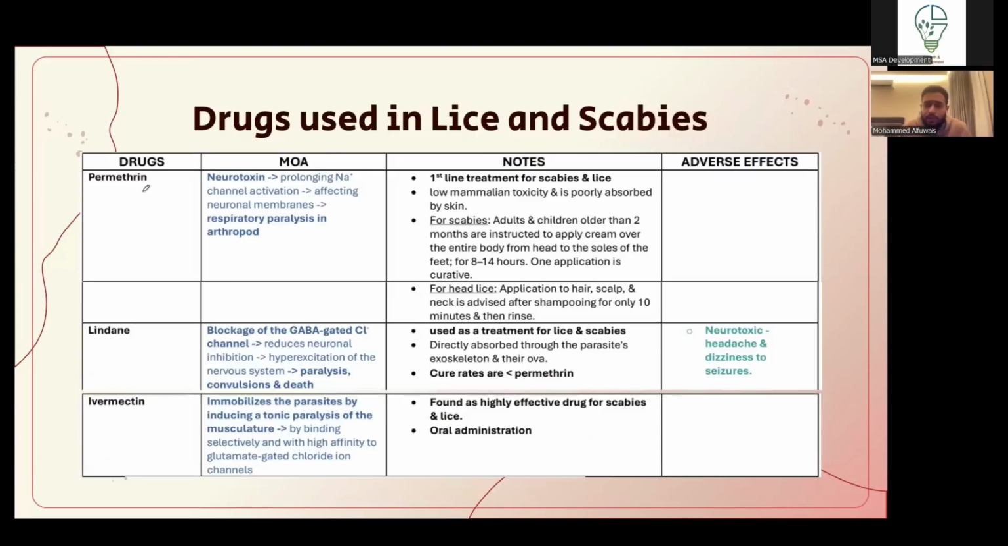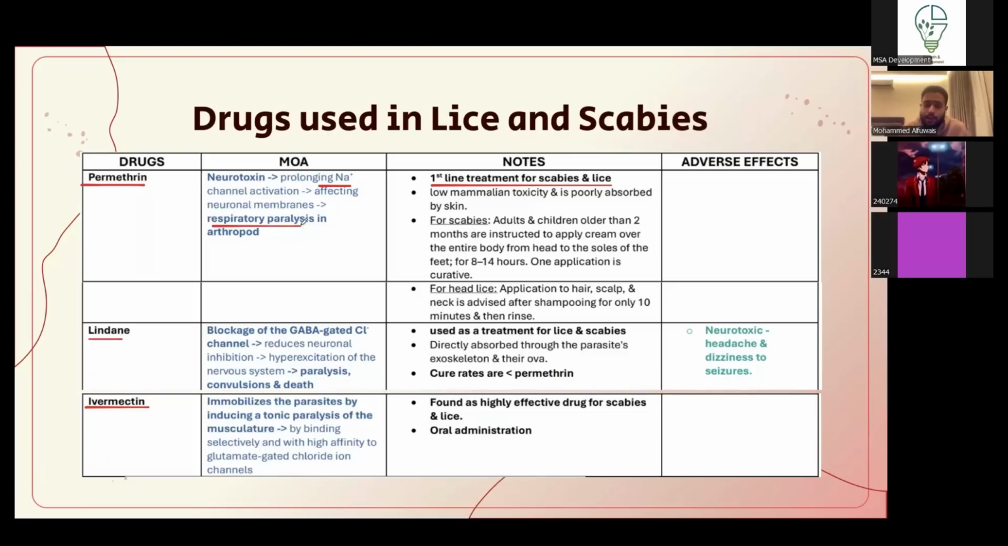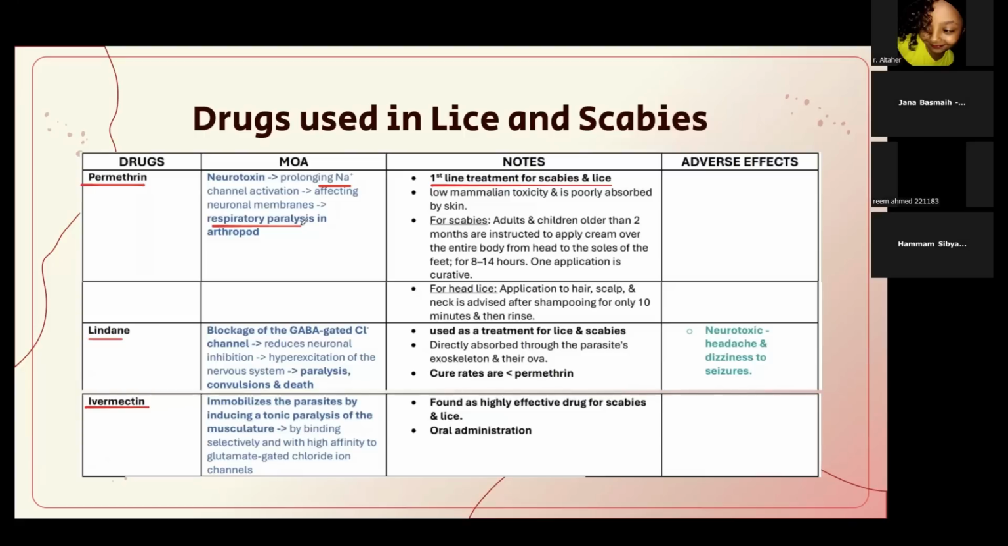Now, lice and scabies, just remember permethrin and these two drugs, lindane, and then you have ivermectin. First line is permethrin, which is neurotoxic because it basically prolongs sodium channel opening, and this will cause respiratory paralysis in the parasites themselves. Now, how do you use it for scabies? We just apply cream all over the body. For the case of lice, in the hair, okay?